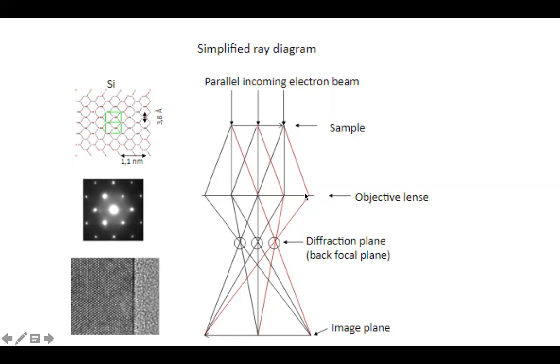And then we have the objective lens. And here is the diffraction plane, or we call it the back focal plane. Then what happens? These diffracted rays, or in this case electron beam rays, will be focused using the objective lens. And then what happens? They are collected.